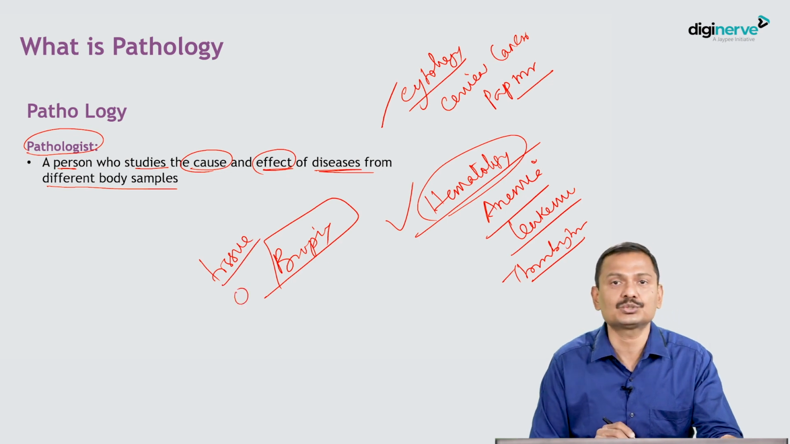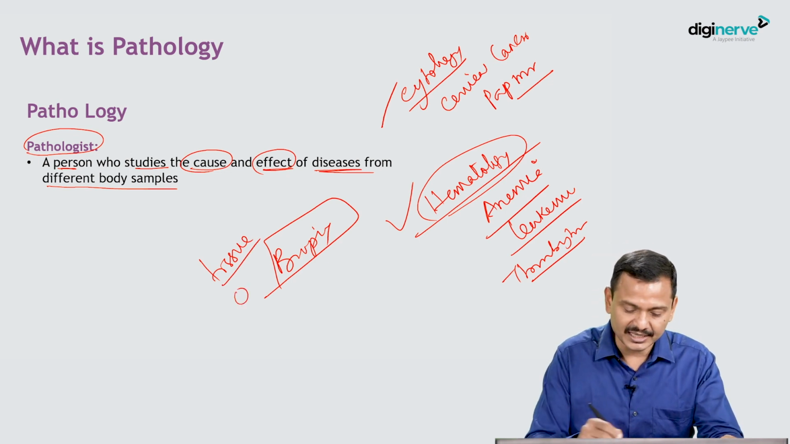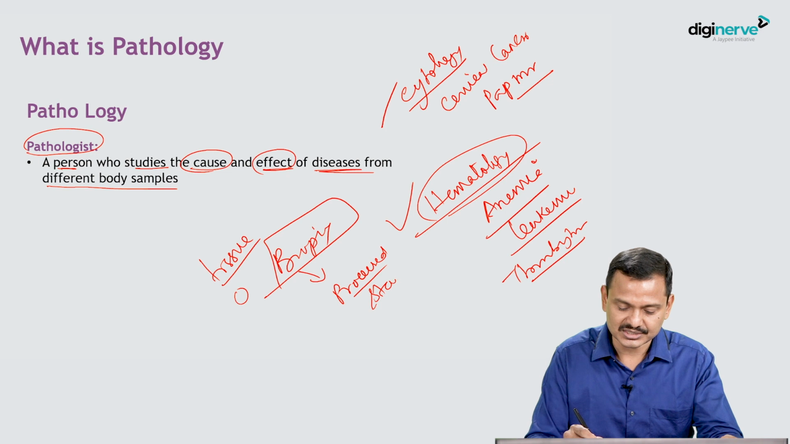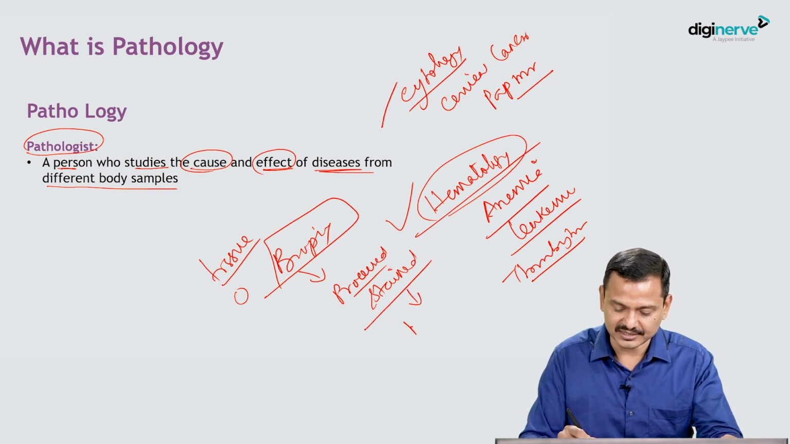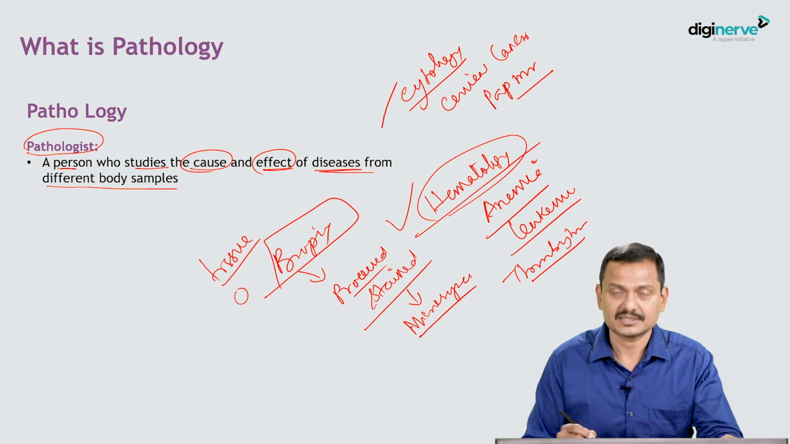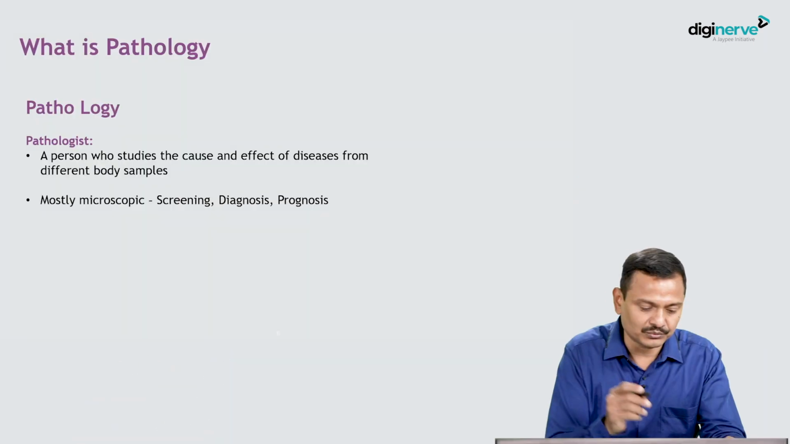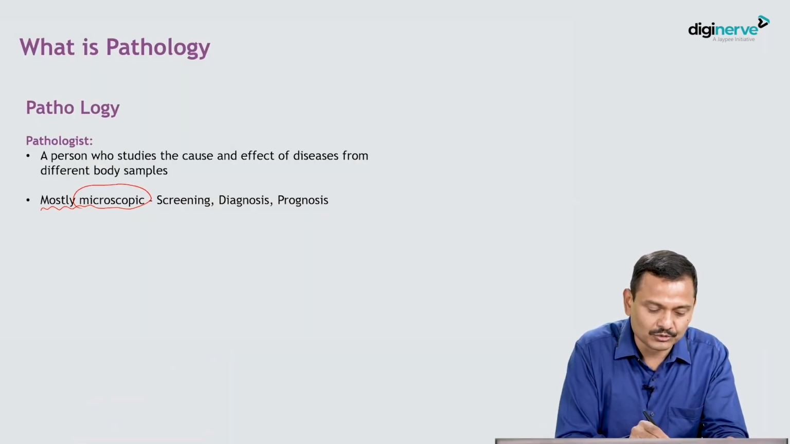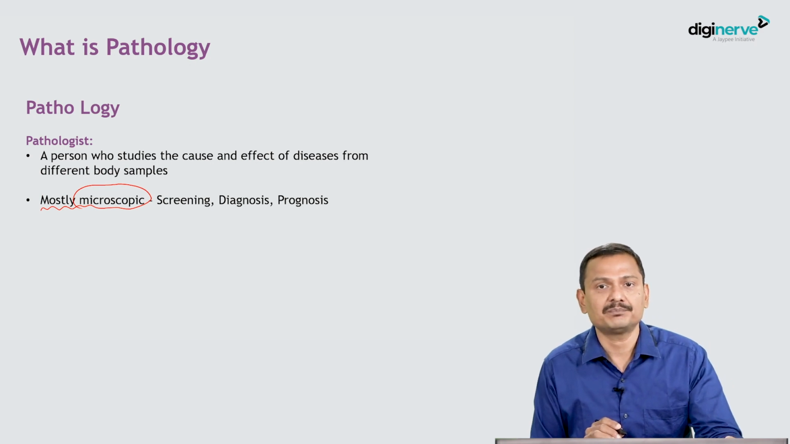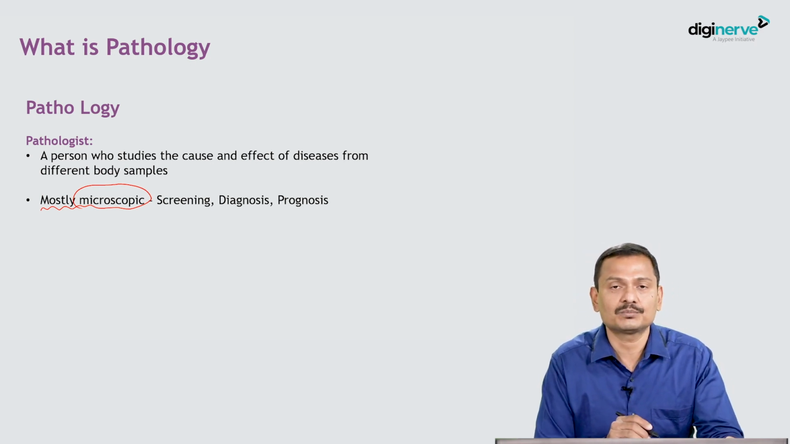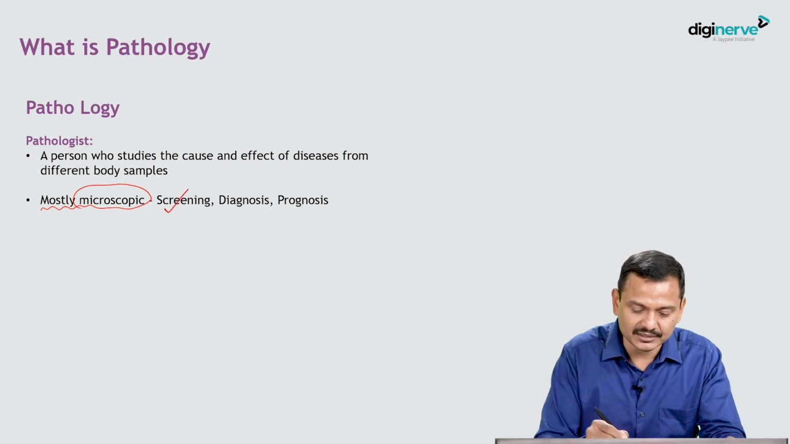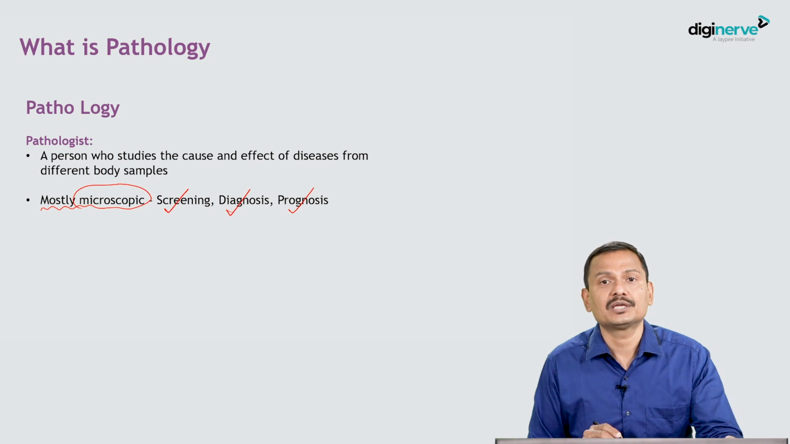A small bit of tissue is taken out from the pathological area and it is processed. Then it is stained, and then the pathologist sees it under the microscope and says what disease we are looking at, or what kind of abnormality the patient is having. Remember that most of the work of a pathologist is microscopic. So the microscope is our main weapon, and we use it to screen, to diagnose, as well as to prognosticate.